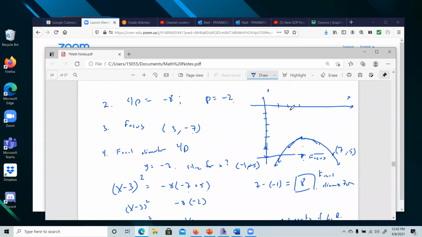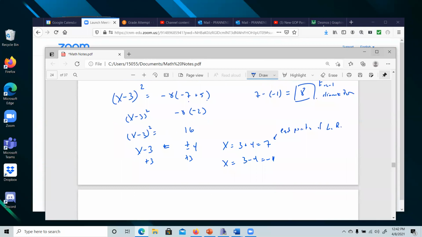The directrix, it's p units in the opposite direction. So here we are down at -5. We're going to move up 2. We have y is equal to -3. That's my directrix. Okay.